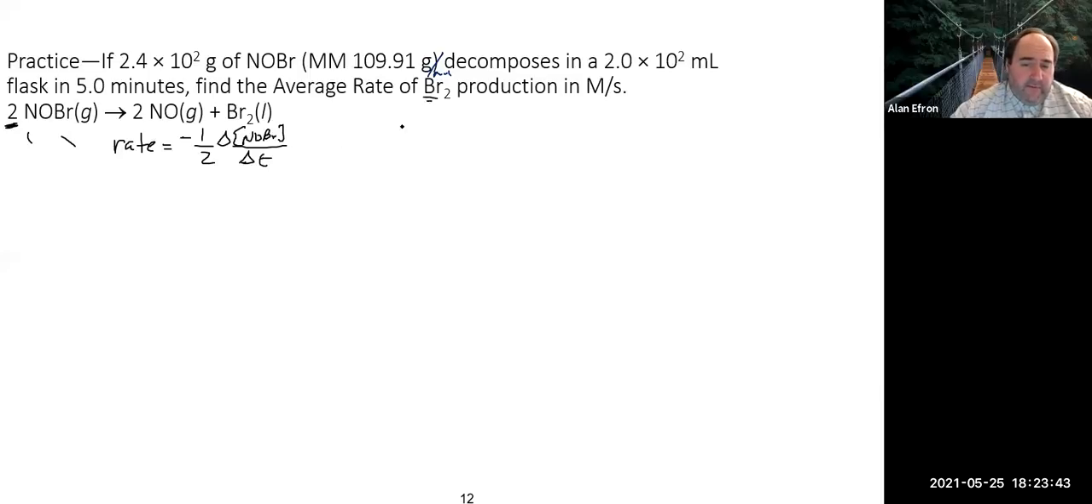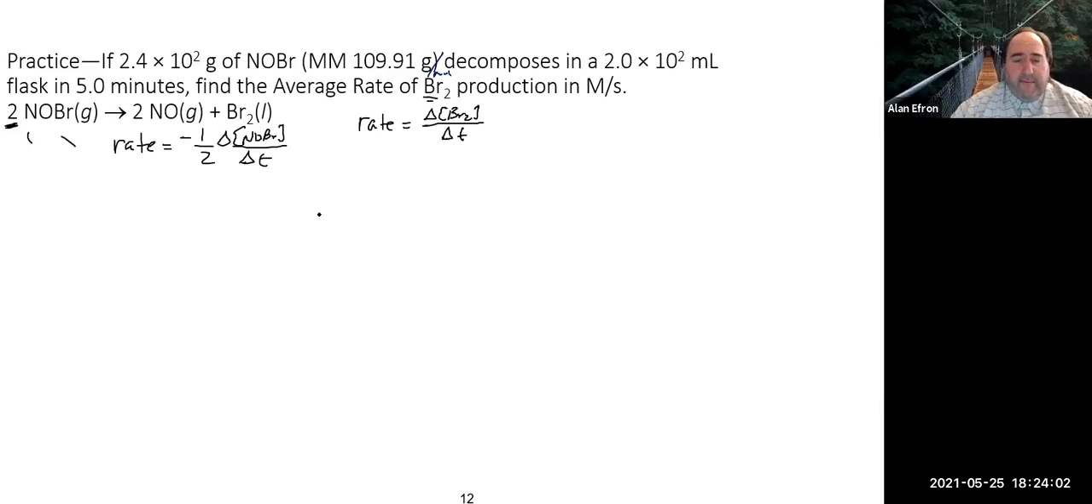We eventually want to get over to Br2, which is on the product side, and we could have an expression that the rate is equal to, again, it would be positive because it's a product. Also, the coefficient is 1, so it's 1 over 1, which is 1, times the change in the concentration of Br2 over the change in time.